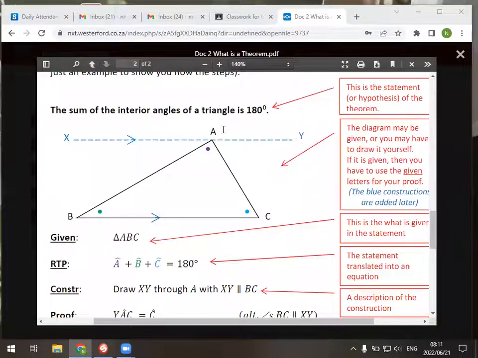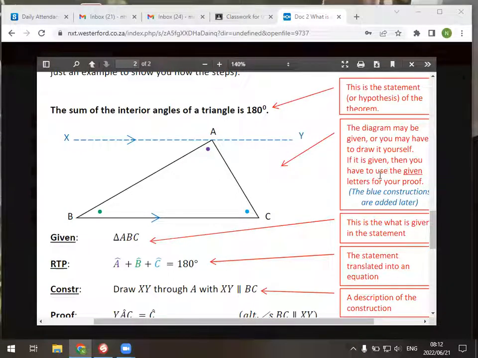Now, guys, the blue line is not actually part of the diagram. That would be the construction. So what would be given here is just triangle ABC. All right, that's the actual diagram, the label diagram. So they're saying here the diagram may be given or you may have to draw it yourself. I've never seen them asking you to draw it yourself, so don't stress about that. Okay, the diagram will always be given.